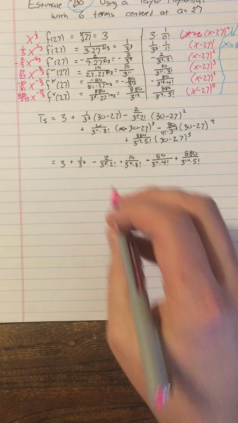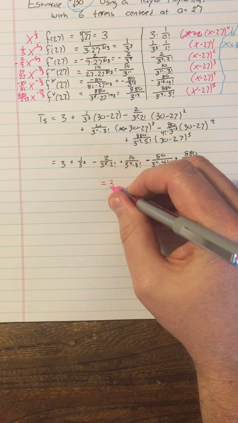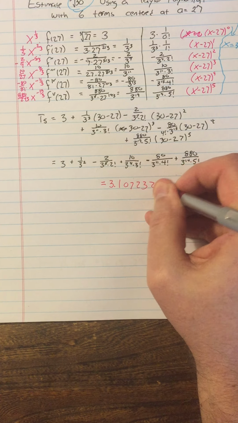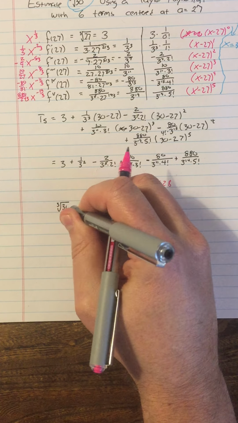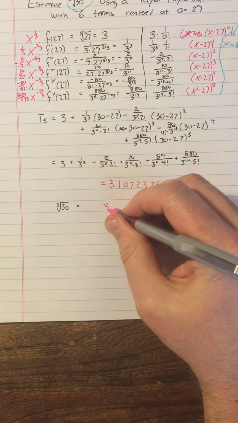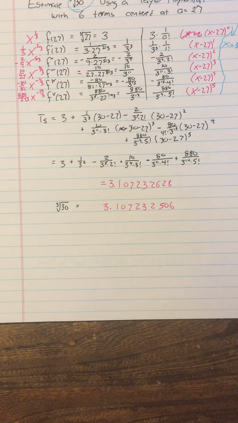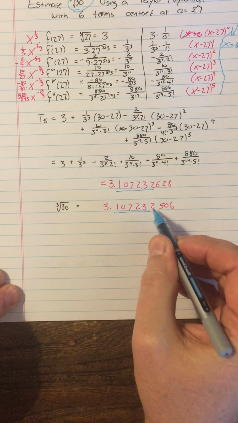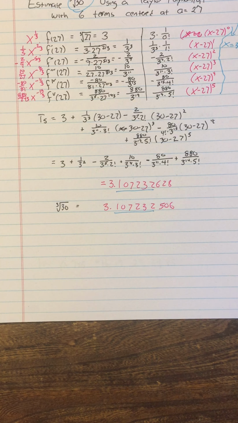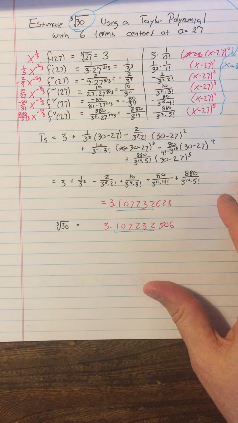So the 5th order Taylor polynomial is 3.107232628, and the actual, in quotes, cube root of 30 is 3.107232506. So you can see that it corresponds right up to there. That's 1, 2, 3, 4, 5, 6 decimal places. That's 1/1,000,000th. In a way I was sort of surprised, because 30 is very close to 27, so I expected the approximation to be very good.